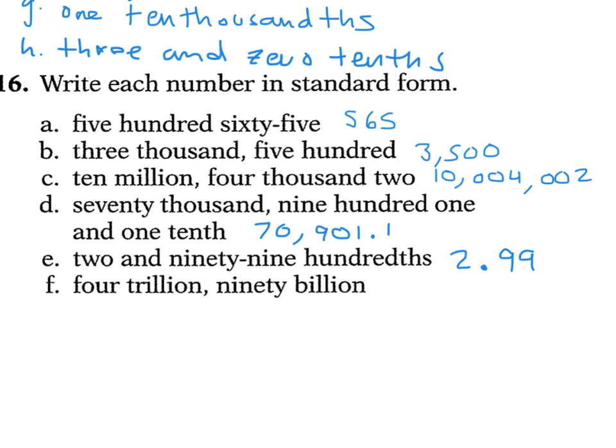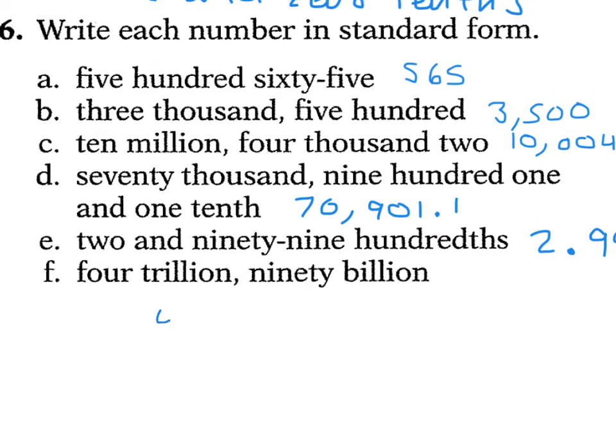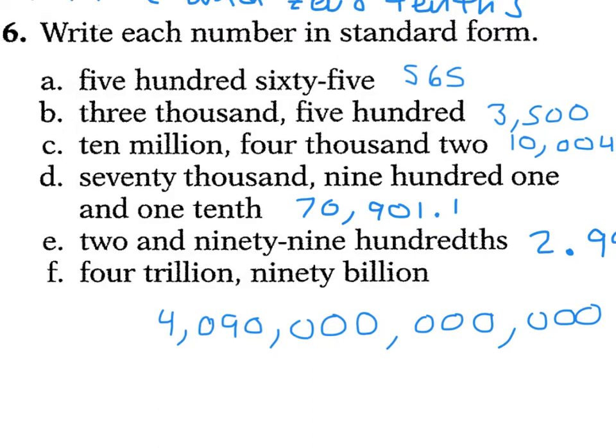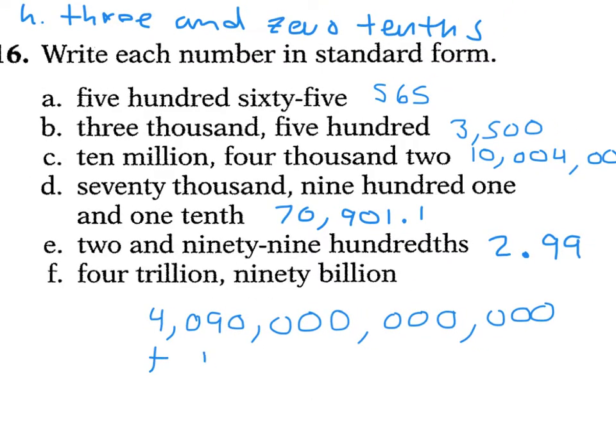And then for F, we have 4 trillion 90 billion. So 4 trillion 90 billion, we would need 0, 9, 0. And then we just need to fill in all the zeros to make this in the trillions place. So this one would be millions, then we would have thousands, and then we would have our ones. So as long as this is trillions, this is billions, this is millions, this is thousands, and this is our hundredths.